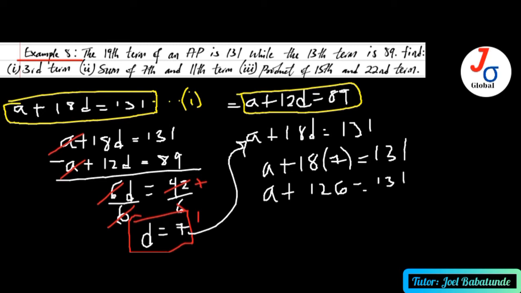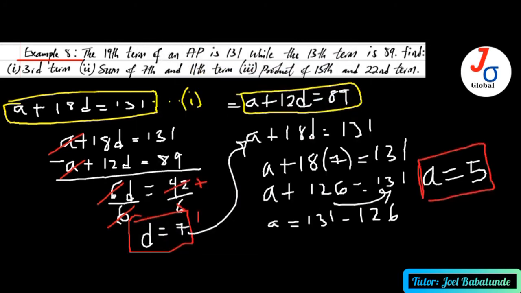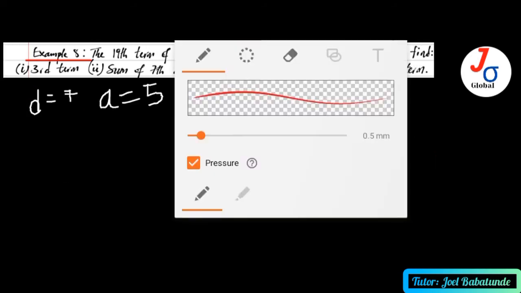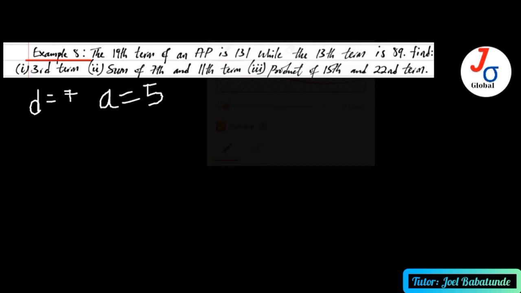So I'm going to take this to the other side. I'm going to have A equals 131 minus 126. And so A in this case is actually equal to 131 minus 126, which is 5. So our A is 5 and our D is 7. Okay, so we have D equals 7 and A equals 5.